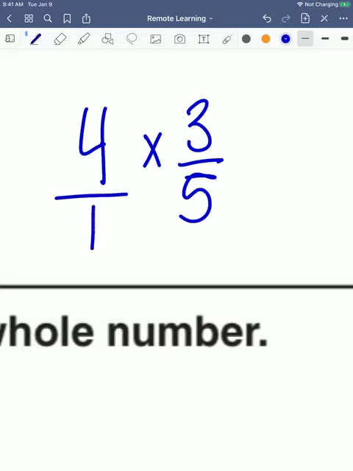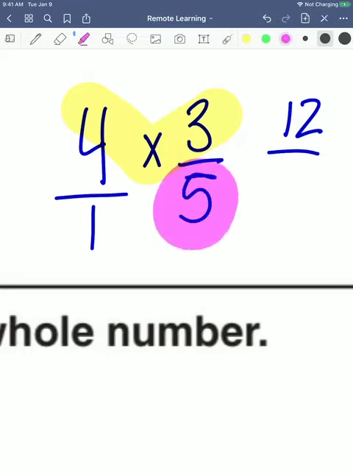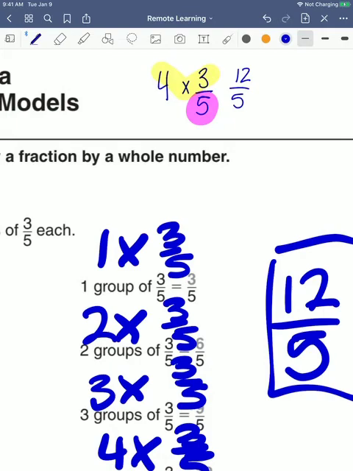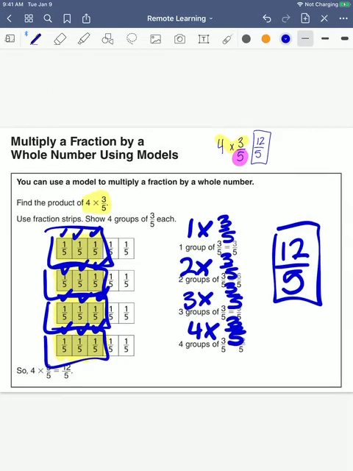I know that seems crazy, but the whole number 4, if I wrote it as a fraction, it would be 4 over 1. All of that to say, we do what we have already learned to do, which is multiply the top numbers. That gives me 12, and I keep my denominator the same. So without even needing to understand that 4 is 4 over 1, if I'm keeping my denominator the same, it's going to be 5. So the answer is 12 over 5, or 12/5.